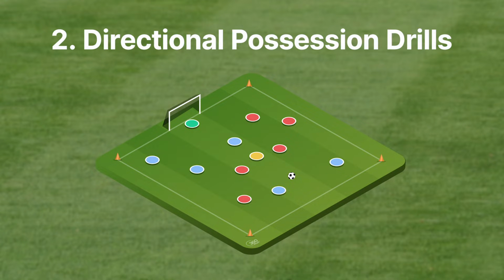The next category of possession drills in this video is directional possession drills. This is the exact opposite of the non-directional because there is a goal or a target in mind that the teams are trying to approach. This is much more closely aligned with and mimicking what is happening in a real match.